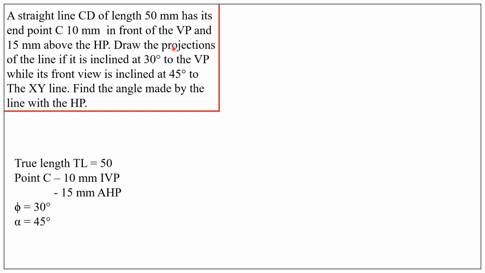To draw the projections of the line CD, draw the XY line and then make use of the data that corresponds to the position of point C. So this is 15 mm above HP, therefore above the XY line mark a point C dash at a distance of 15 millimeters, and we can draw the top view of point C, which comes below the XY line and directly below C dash. Therefore draw a perpendicular from C dash and mark a point C at a distance of 10 mm below the XY line.